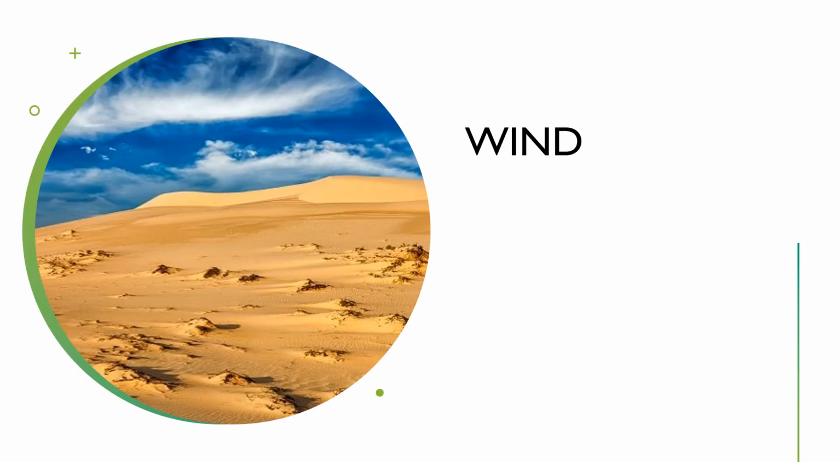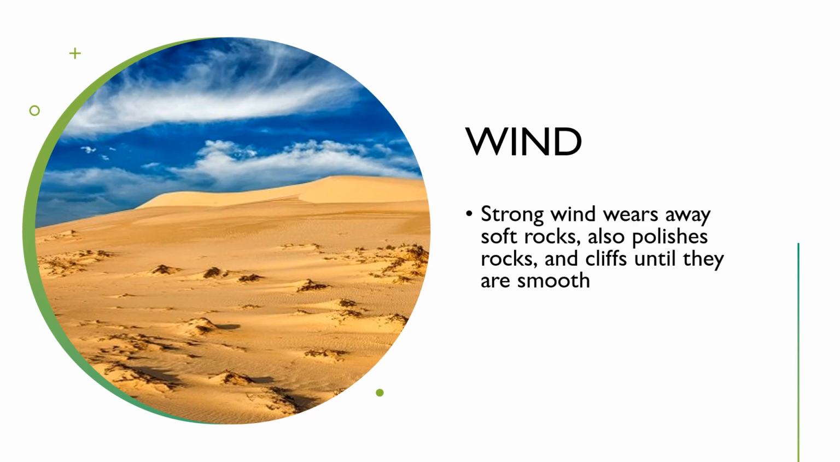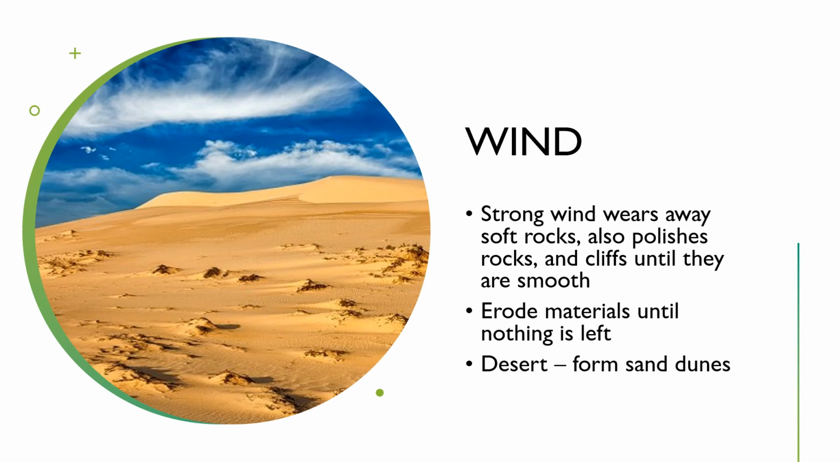Next factor or agent, we have wind. So we have to recall that wind is formed by differences in pressure due to differential heating of the atmosphere by the sun, and that wind carries dust, sand, and volcanic ash from one place to another. Now, in dry areas, strong wind wears away soft rocks, and also polishes rocks and cliffs until they are smooth. Wind can also erode materials until nothing is left. And for instance, in deserts, wind blows sand to form sand dunes.